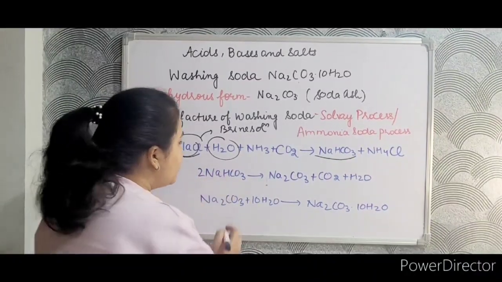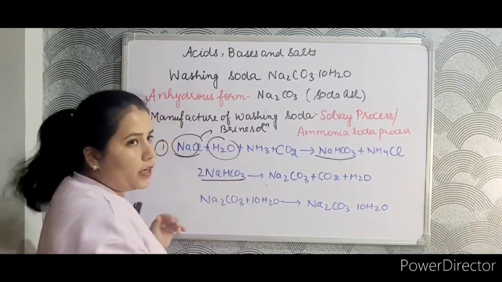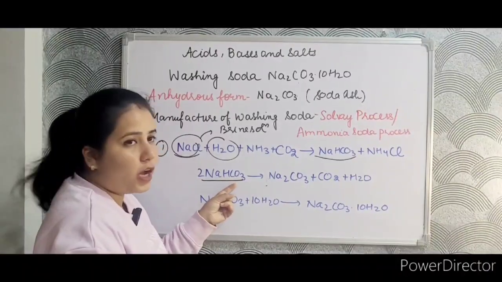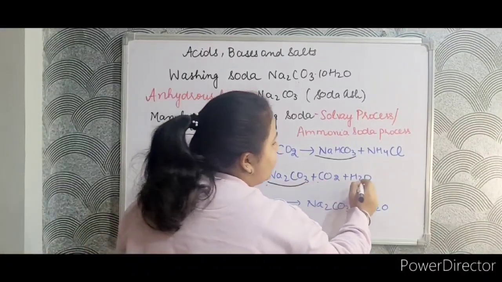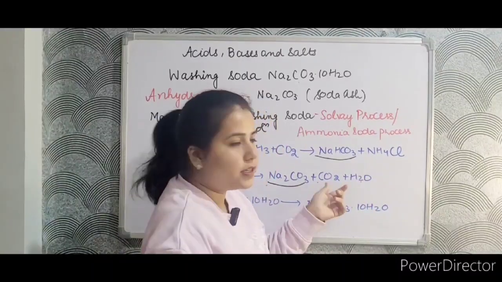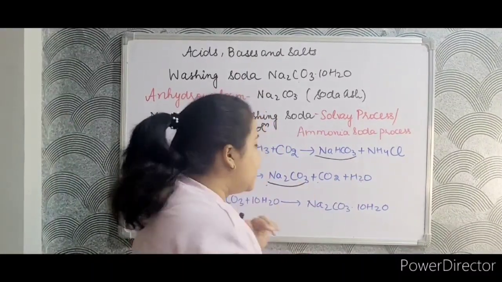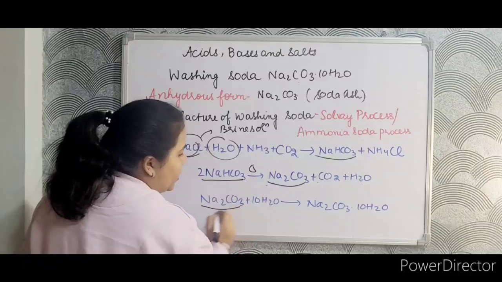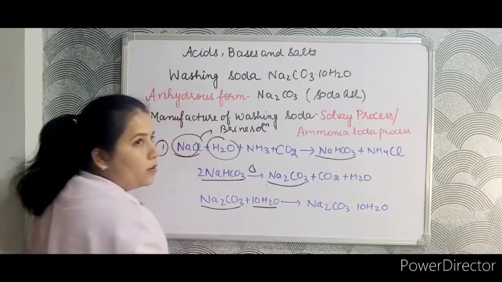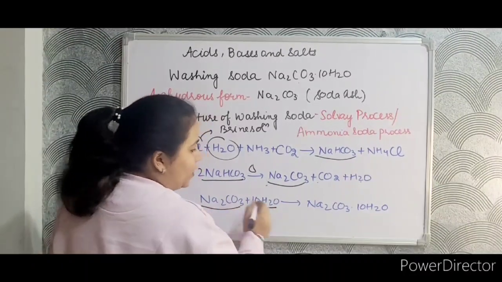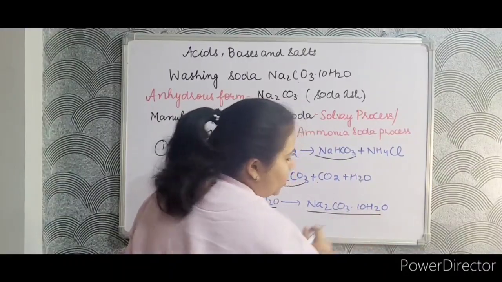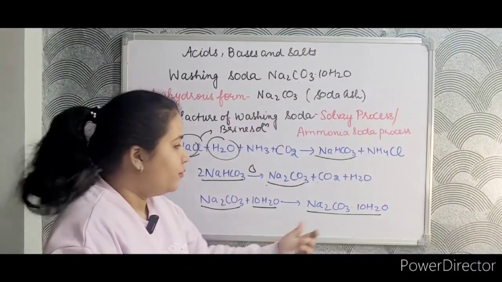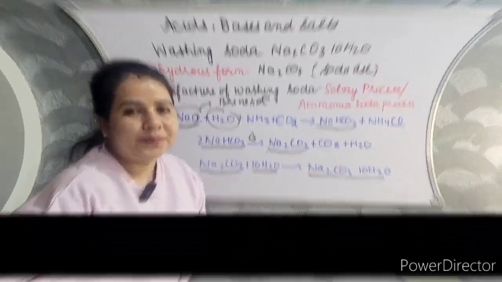Second step is upon strong heating of sodium hydrogen carbonate, it forms Na2CO3, carbon dioxide is released and water is formed. In the last step, Na2CO3 is added to water and it forms Na2CO3.10H2O, which is washing soda.